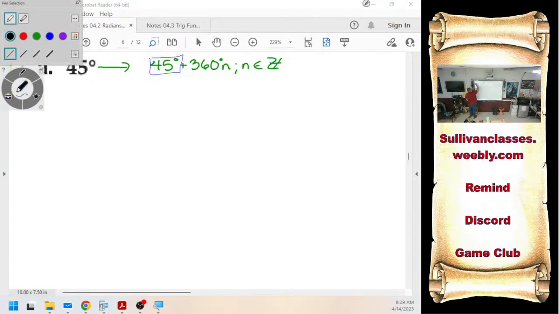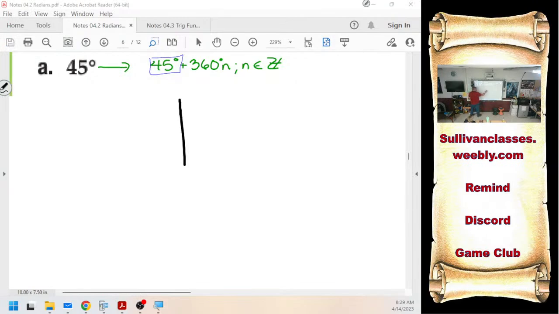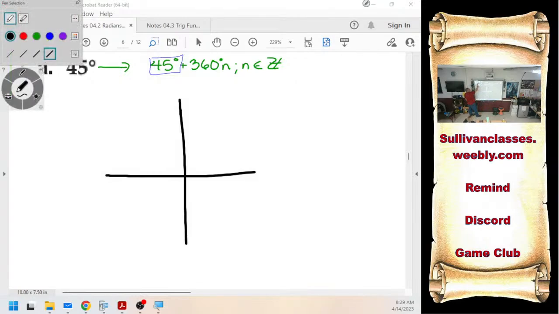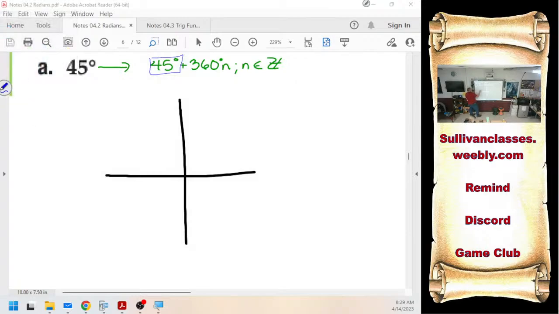Now, what quadrant is 45 in? Okay, quadrant 1, halfway through. So I label, here is my initial angle, and I'll say it's 45 degrees.